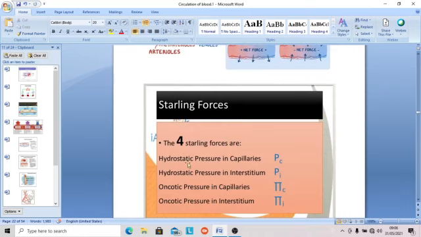The hydrostatic pressure of capillaries is called PC. Hydrostatic pressure in the interstitium is PI, for interstitium. Oncotic pressure in the capillary is oncotic capillary, and oncotic pressure in the interstitium is I.